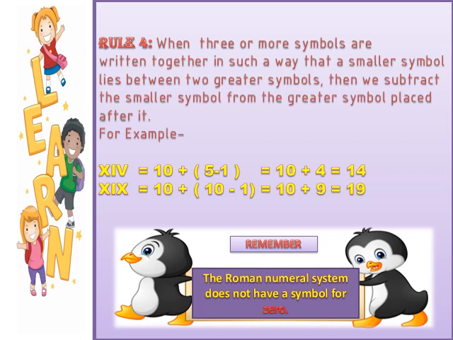Similarly, XIX. Here again, I is between two greater symbols. So the value of I will be subtracted from the value of X, which is written after it. So IX stands for 9. So XIX will be 10 plus 9 is equal to 19. So XIV is equal to 14 and XIX is equal to 19. And children, remember, the Roman numeral system does not have a symbol for 0.